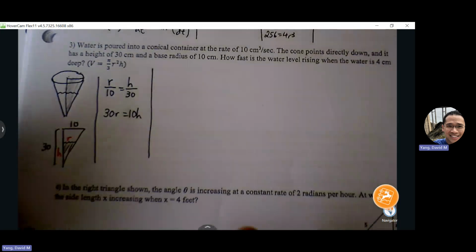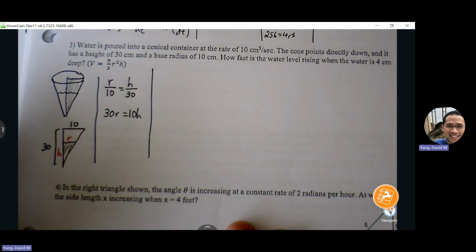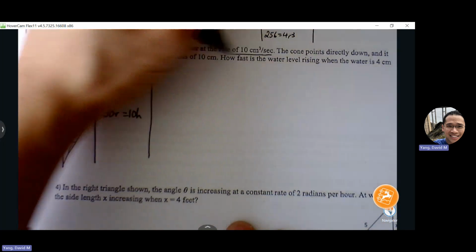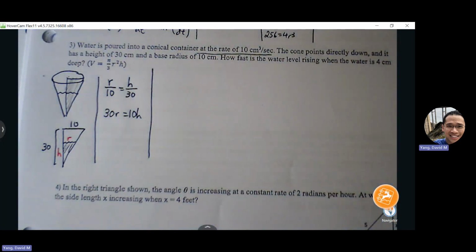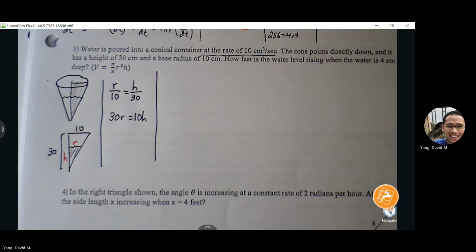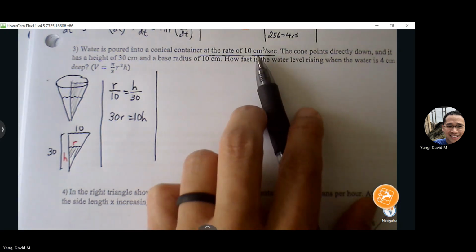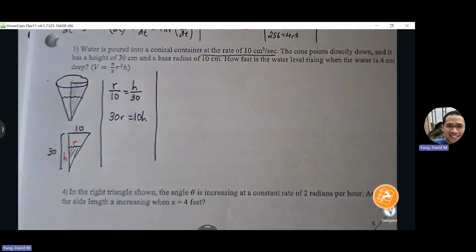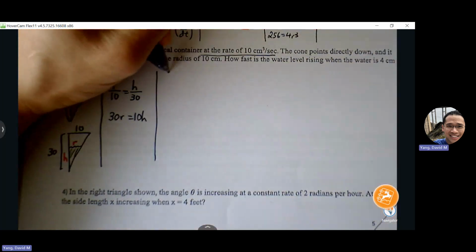Okay, let's go back to the problem here. Let's gather some information. Water is poured into a tank at a rate of 10 cubic centimeters per second. What variable is that referring to? dV/dt. Positive or negative? Positive, right? The volume inside the tank is growing, so dV/dt is positive.